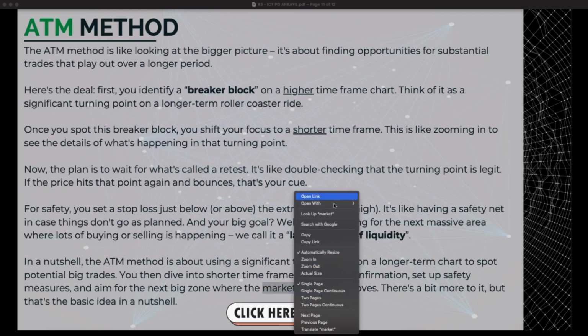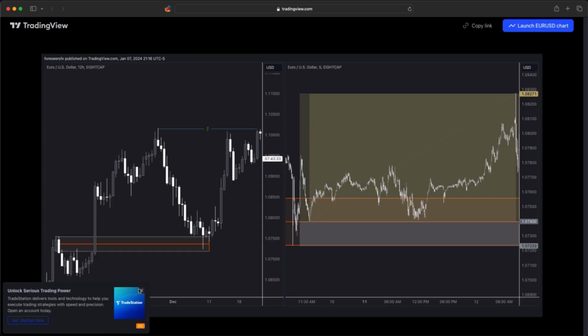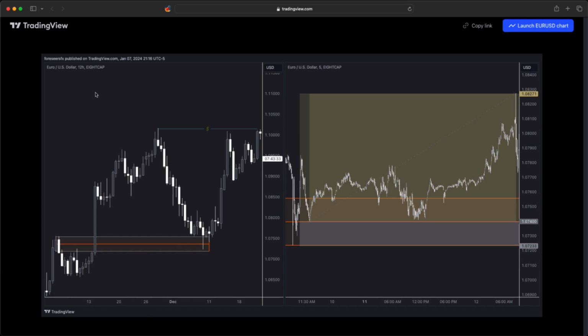So let me open up this example. As you can see here, we are on the 12-hour chart. There is a breaker block here. We zoom into a 5-minute chart. This is just an example. It doesn't have to be a 5-minute chart, but it's really good for capitalizing on bigger trades so you can get really good entries. Or you can always put a limit order. It's up to you, but I wouldn't suggest limit orders.